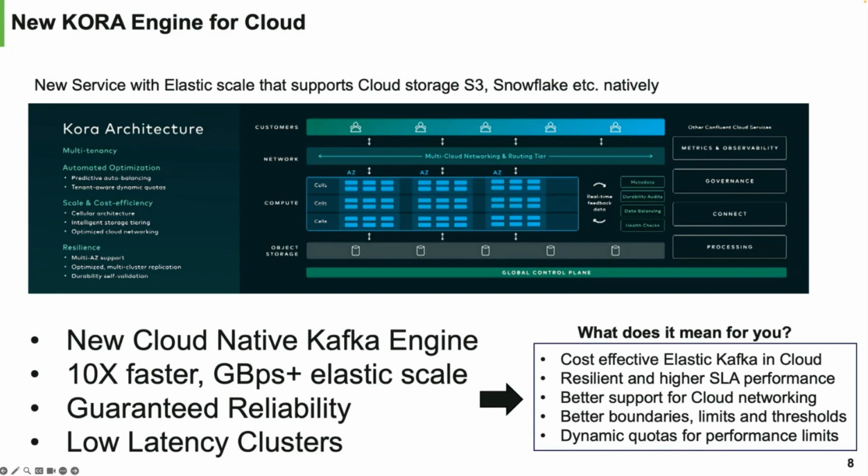What it means for you is that now you have the option of a cost effective, elastic Kafka service in the cloud. You can rely that it is resilient, offers a high SLA, and much better support for cloud networking. It also gives you better boundaries. You can set limits and thresholds, and it will automatically work off of those limits. And there are dynamic quotas for performance limits, which help you maintain your performance as you need from your Kafka streaming engine, right? So there is scaling, dynamic quotas, boundaries, and auto scaling built in so that you get a high degree of performance from your Confluent Cloud.